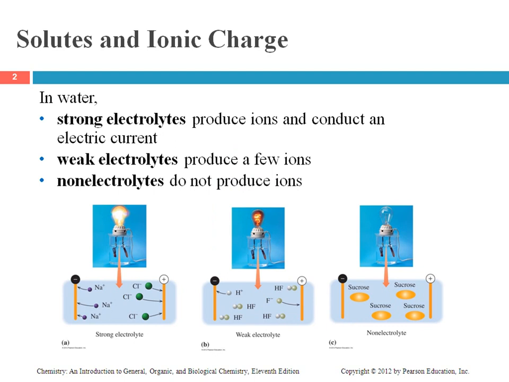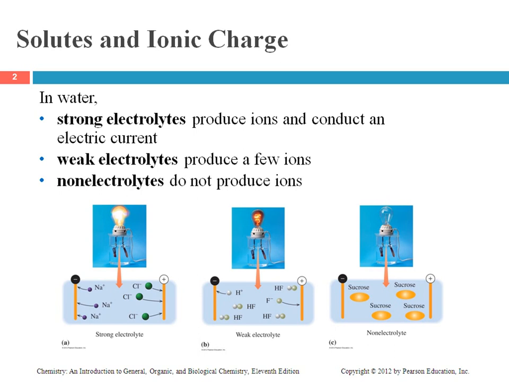When solutes called electrolytes are dissolved in water, they can separate into ions, forming solutions that are able to conduct electricity. A strong electrolyte will produce lots of ions and conduct an electrical current. A weak electrolyte, such as HF, will produce only a few ions and an electric current, just not as strong a current as a strong electrolyte. We'll come back and discuss these.